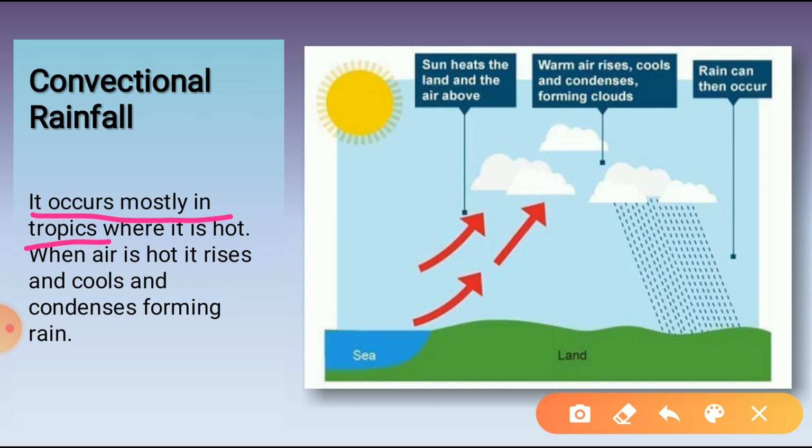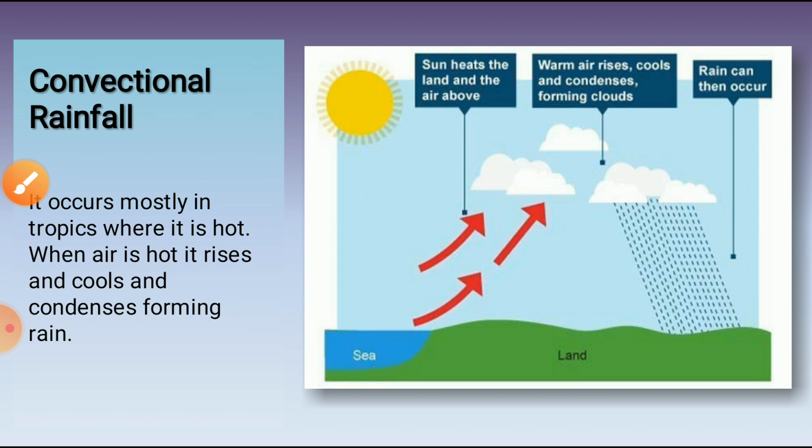When the land warms up, it heats the air above it. This causes the air to expand and rise, and as the air rises, it cools and condenses. If this process continues repeatedly, then rain will fall. So, this is convectional rainfall. Here we have studied the three types of rainfall: number 1 cyclonic rainfall, number 2 relief rainfall, and number 3 convectional rainfall.